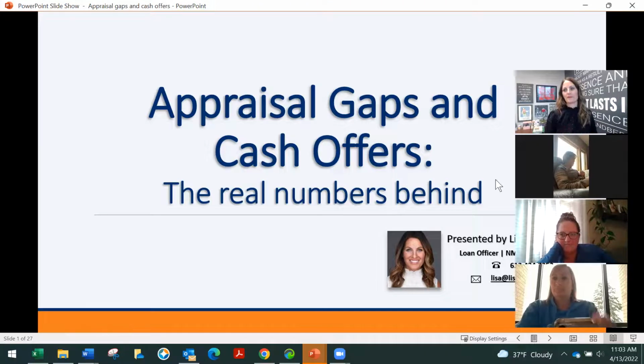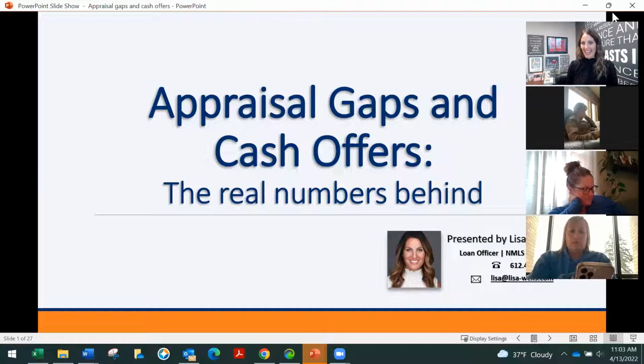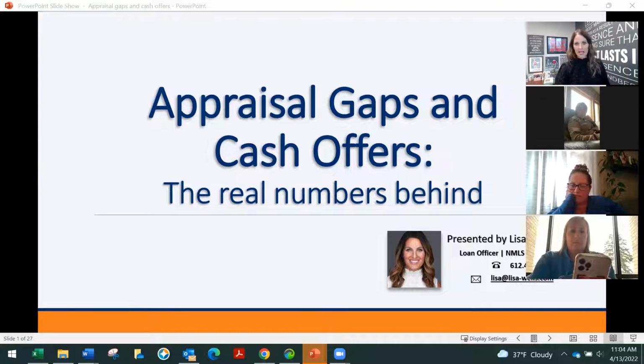Okay, perfect. All right, so appraisal gaps and cash offers, the real numbers behind some of this stuff. This appraisal gap thing comes up a lot, and when I wanted to get down to understanding how you guys interpret appraisal gap, I called like 3 different agents, and all of them do really, really good business. All 3 of them gave me different definitions or ways that they interpret or write appraisal gap.